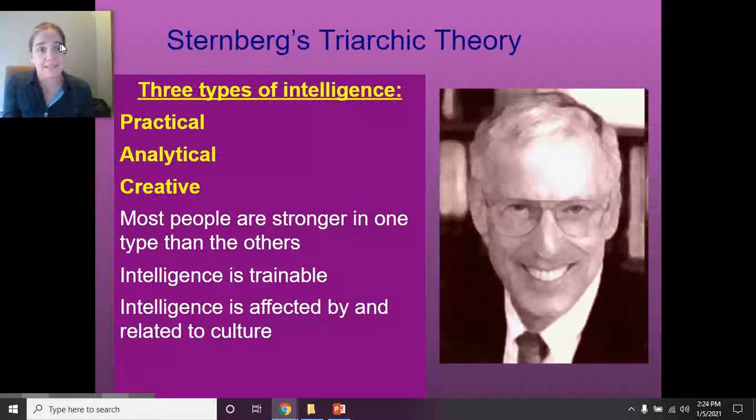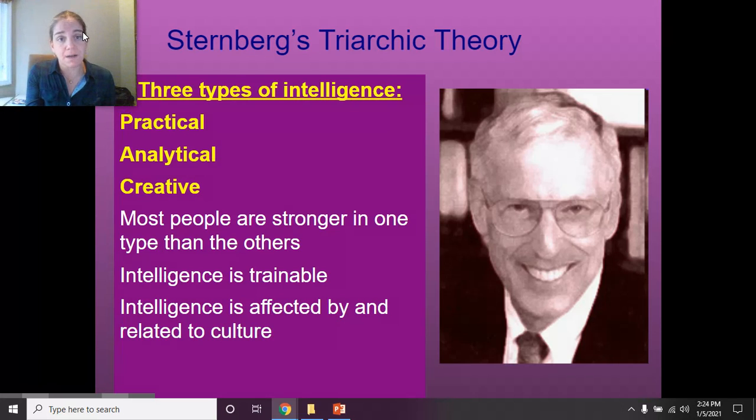All right, this handsome man is Robert Sternberg. He came up with the triarchic theory, which just means three. This is the first time we will be introduced to Robert Sternberg. He will come back in when we talk about love later on. But you can remember that Sternberg is the pack man. Okay, he is the pack man. He believed there are three types of intelligence: practical, analytical, and creative.